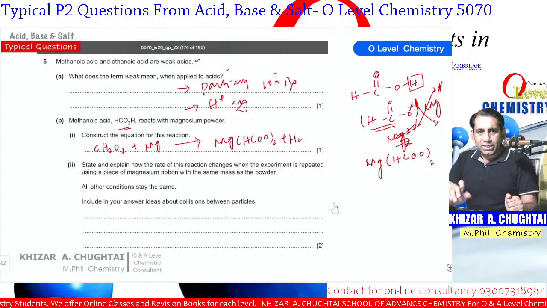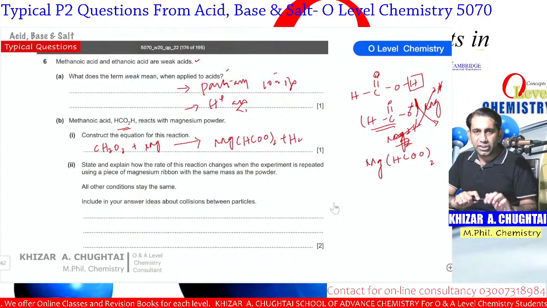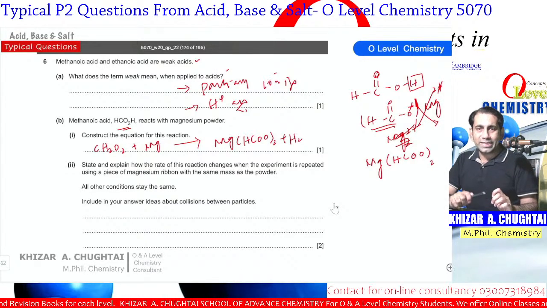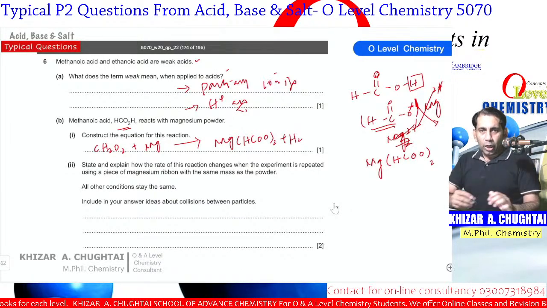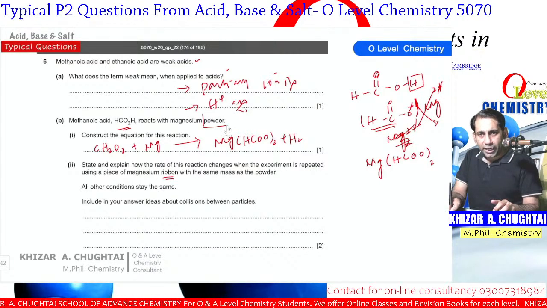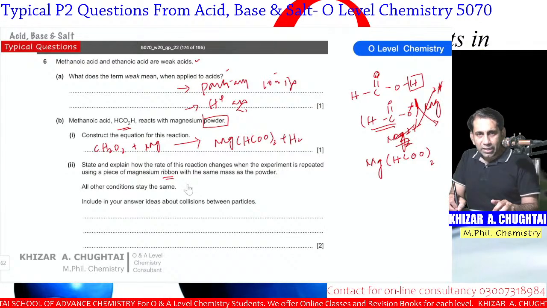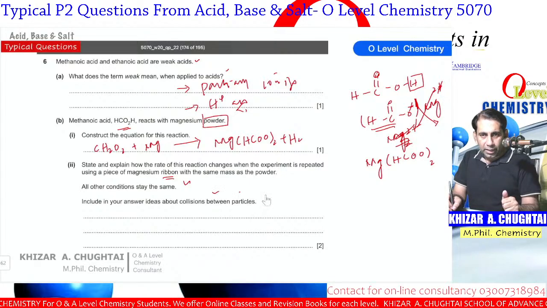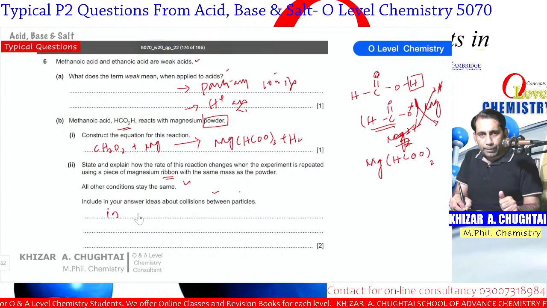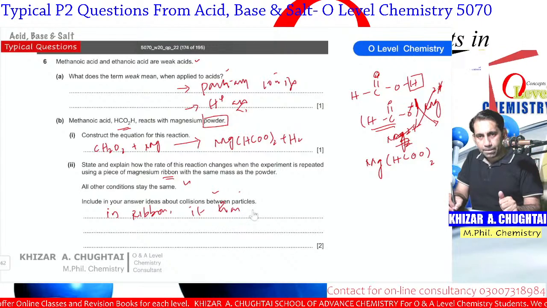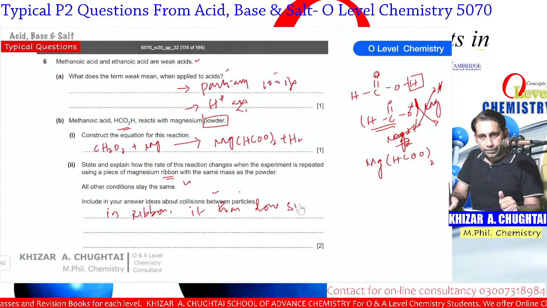The next one is: state and explain how the rate of reaction changes when the experiment is repeated using a piece of magnesium ribbon with the same mass as the powder. Now this time he is going to use magnesium ribbon. Initially it was using the powder. In case of ribbon, all the other conditions are the same, and about the collision of particles, and so on. In case of magnesium ribbon, it has low surface area.